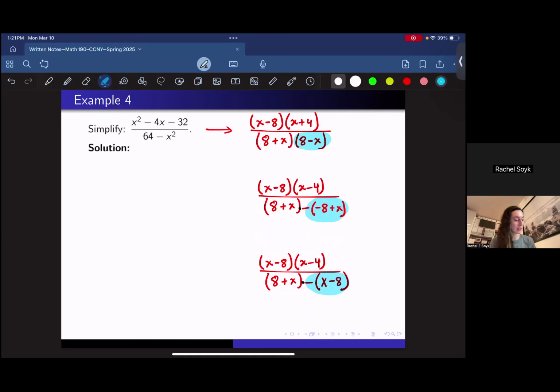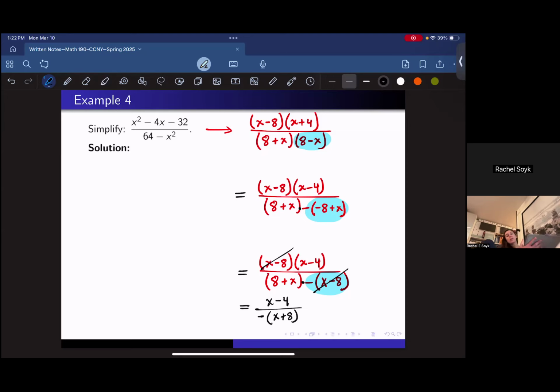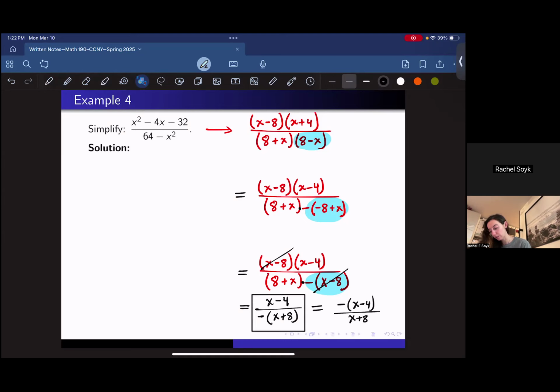So what does that tell us? Well, the x minus 8s cancel out. And so we're really left with x minus 4 in the numerator. That negative will move to the front, and 8 plus x is the same as x plus 8. So we can keep it like that. That will give you full credit, or if you wanted to bring that negative into the numerator, we could have negative x minus 4 all over x plus 8. Either of these would suffice. And we're done.